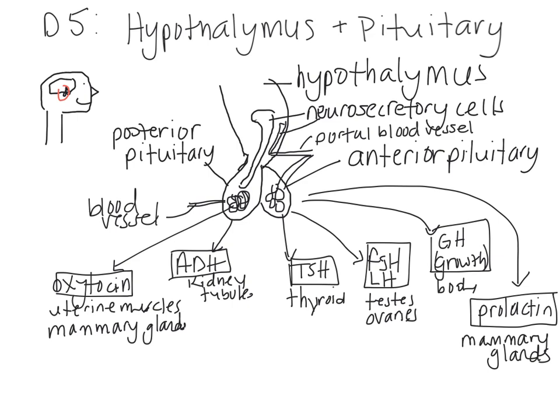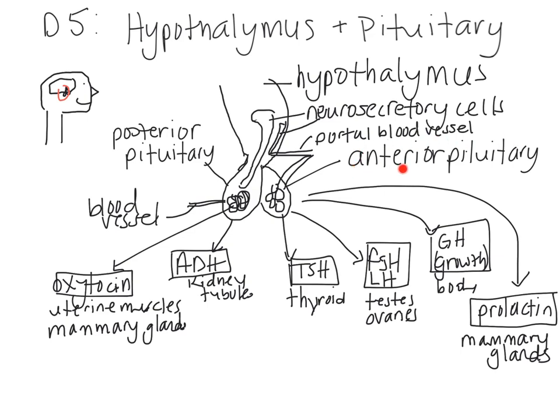Okay, so just to review here, hormones that are said to be produced by the posterior pituitary aren't really produced by the posterior pituitary. They're produced in the hypothalamus, in the cell body of these neurosecretory cells. They travel down those neurosecretory cells and are secreted into the capillaries of the posterior pituitary, and then they leave through that blood vessel. But they're actually created up here in the hypothalamus.